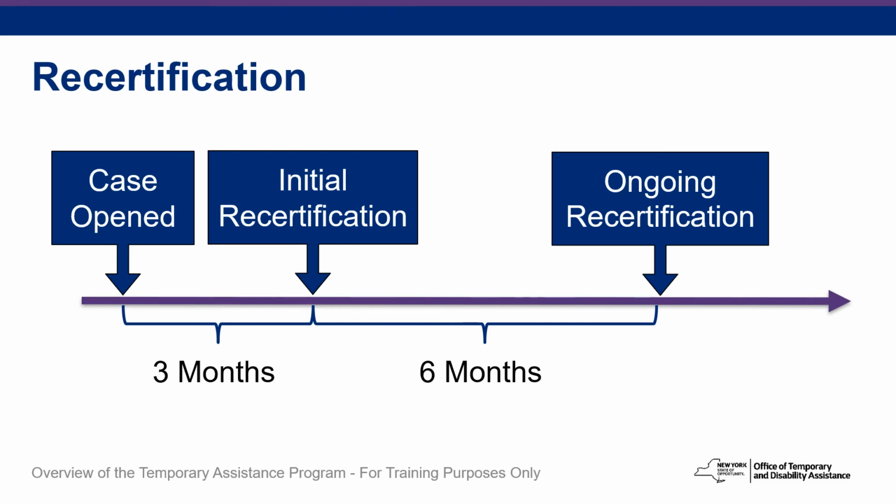Recipients are required to recertify their application form on a regular, recurring basis and be interviewed to determine if they are still eligible for ongoing assistance. In general, initial recertification occurs by the end of the third month following the month of initial eligibility, and ongoing recertification occurs every 6 months thereafter.